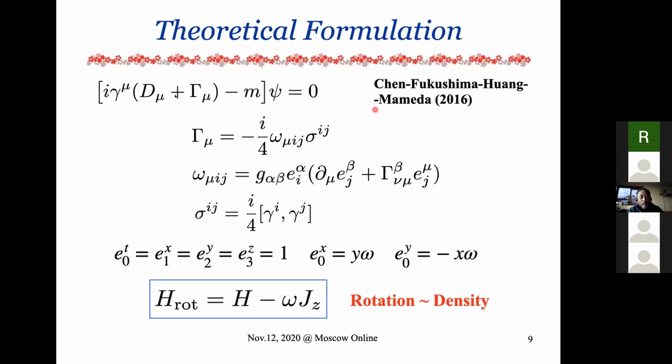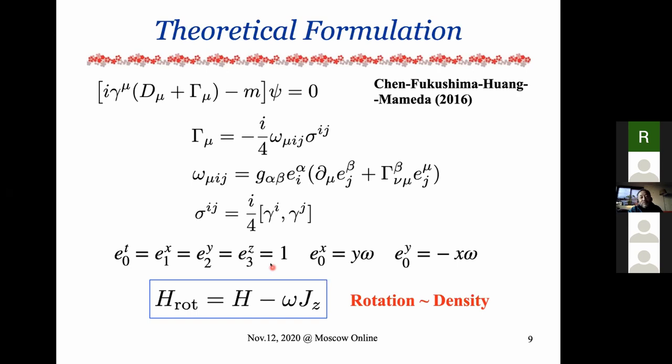But anyway, the covariant derivative is generalized to include the Christoffel symbol, the gamma mu. And this gamma mu is given by the spin connection omega, and that is given by the Christoffel symbol, and also expressed in terms of the Fierbein. So you need the Fierbein, not only the metric. The choice of the Fierbein corresponding to some metric is not really unique. So in our work, we chose this form of the Fierbein. But anyway, the physical result should not be changed by this choice.